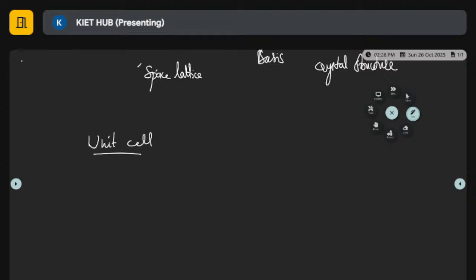Or else, a general example which I take in other classes also: your mother is cooking food, and she wants to know whether the food is cooked or not. What will she do?